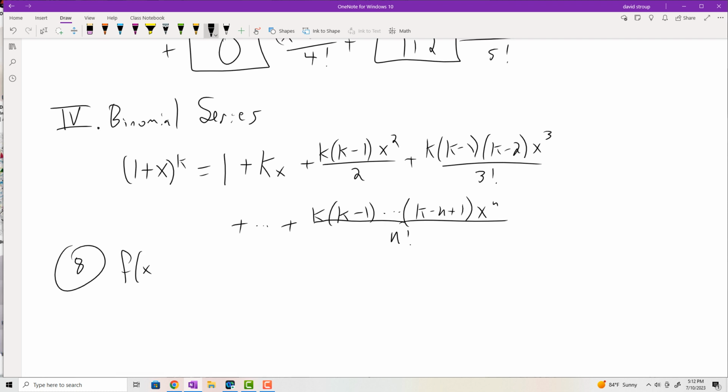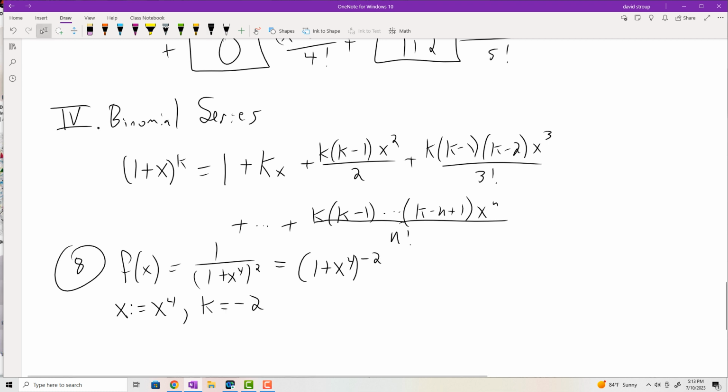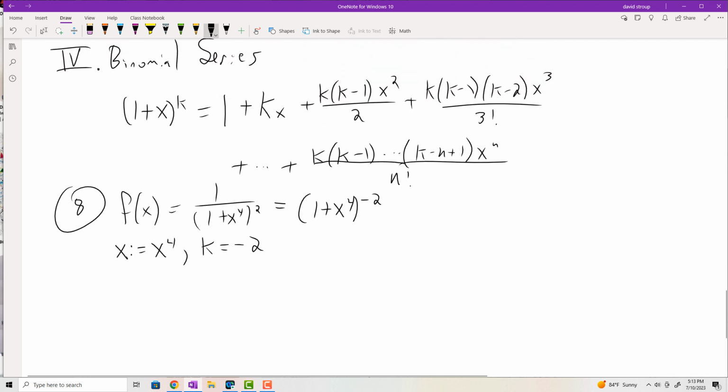Number 8, we have f of x equaling 1 all over 1 plus x to the 4th, squared. Believe it or not, this is of the binomial form. I just have to rewrite it a bit. This is really the same as 1 plus x to the 4th, to the negative 2. So we need to replace x in our formula with x to the 4th, and the k value is negative 2. I think they want the summation notation for this one. Let's get the first couple terms and then see if we can get the summation formula.